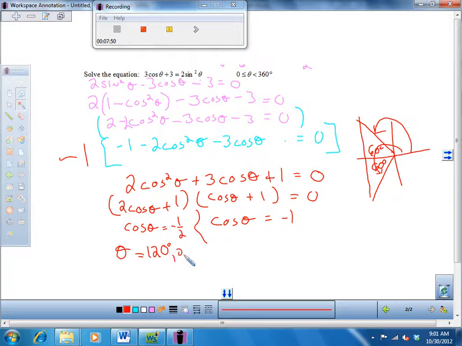240 degrees. Okay? And where is cosine theta equal to negative 1? Over here, at 180 degrees. So those are all my different answers for that. X is negative 1 at 180. You got that one? Are we good? Okay, 8 minutes so far. 3 more.